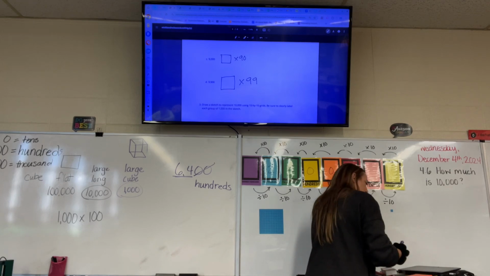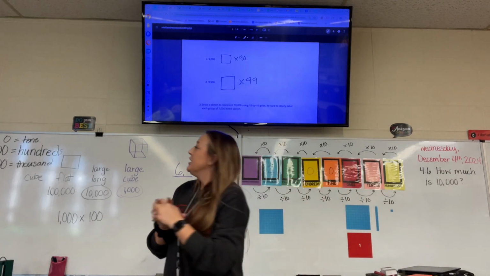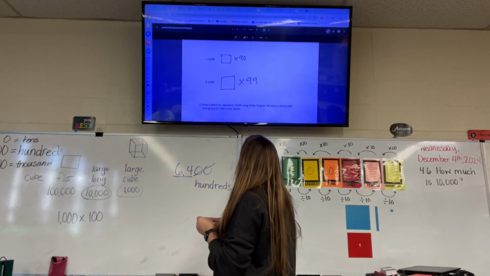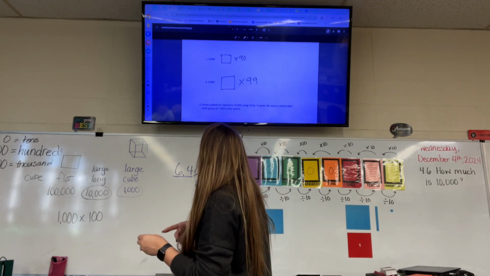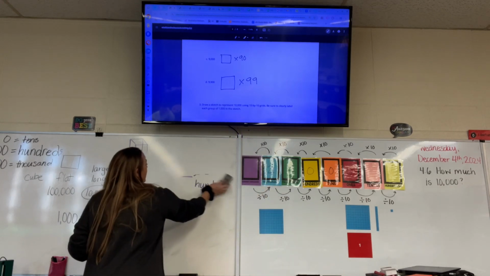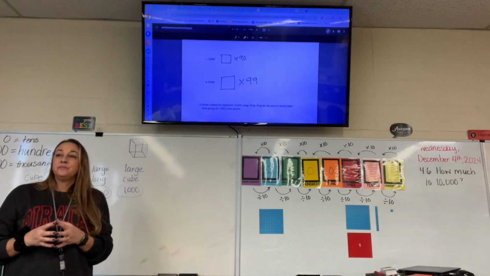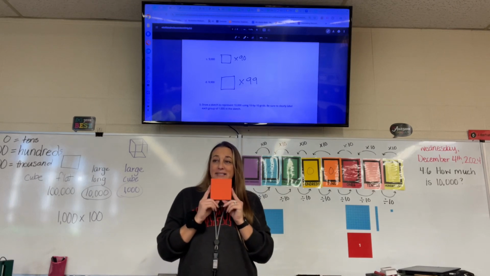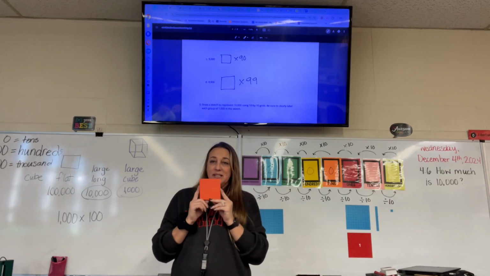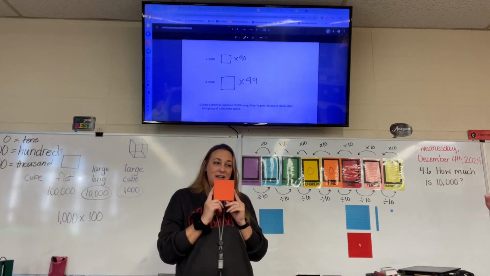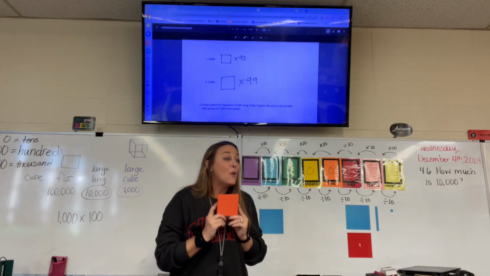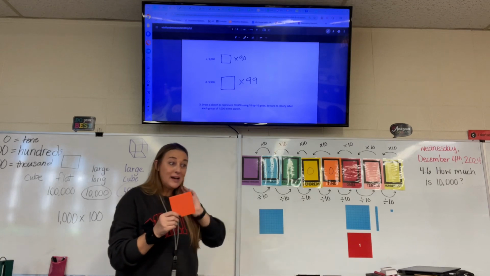The last question says draw a sketch to represent 10,000 using 10 by 10 grids. Be sure to clearly label each group of 1,000. So, how many of these would it take to make 10,000? We got to get to 10. 100 of them. It would be 100.